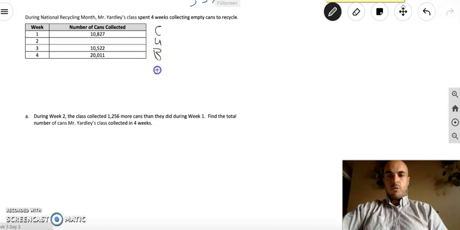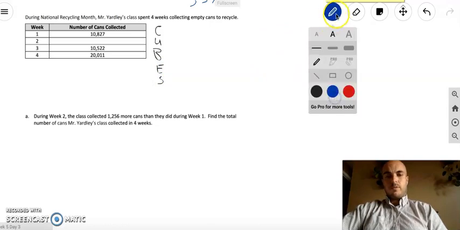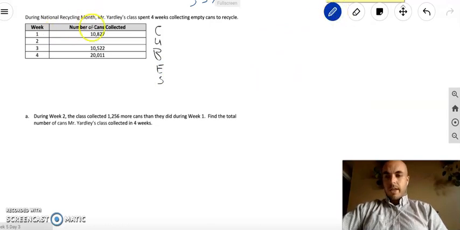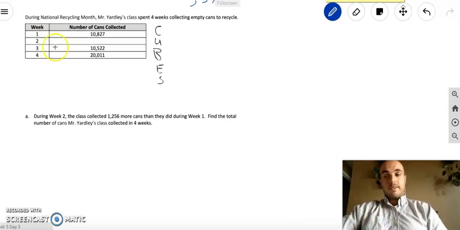I usually like to have a little more farther, over to the right, but I think we're going to use this right spot for our working space. So let's read it. During National Recycling Month, Mr. Yardley's class spent 4 weeks collecting empty cans to recycle. Now see, this is a chart. Since you guys are pros by now at charts, this should be exactly what you need to work on this, and it's exactly everything you need to complete what's being asked.